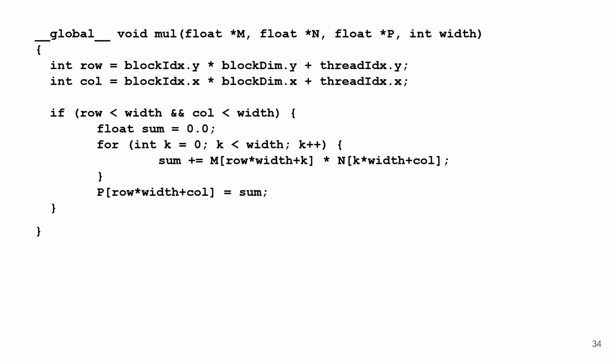First, the row and column variables are determined. And in the for loop, M and N arrays, assuming 1D row major format, are multiplied and accumulated in the variable sum, and that is later stored in the P array. And as you know, the sum variable has to be defined and initialized to 0 before the loop.